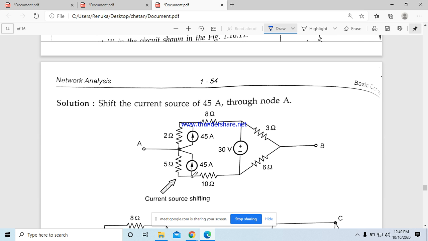Okay. After this, tell me what procedure you can follow next. What is next? Anyone, tell me. What procedure can I follow next? Any guess? Can I do source shifting or source transformation?